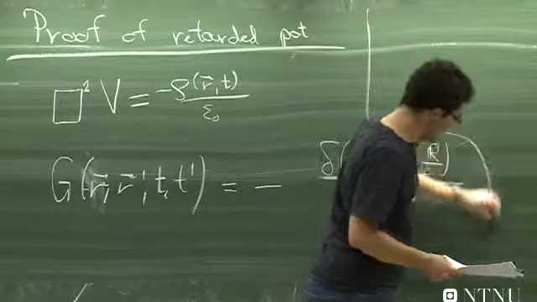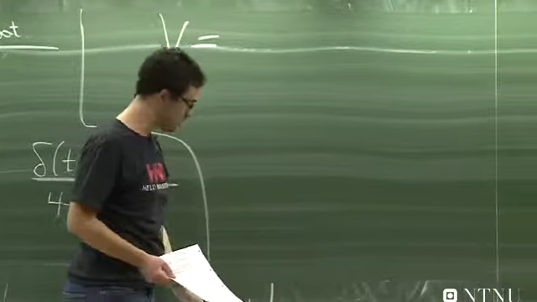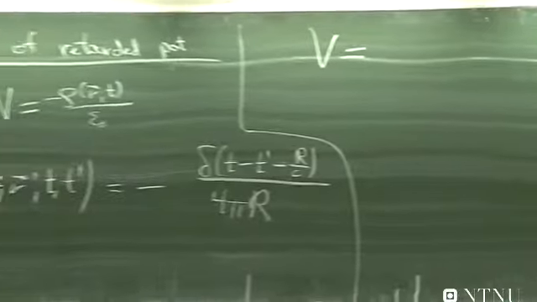And now I can write down the solution. Because I know the Green's function, hence I know the solution, or I know a way to write down the solution at least.